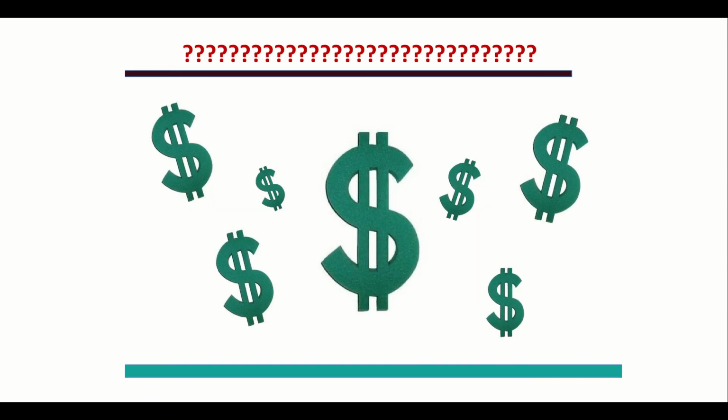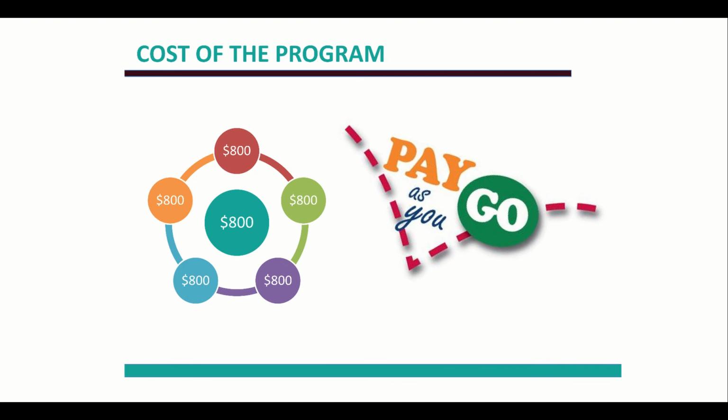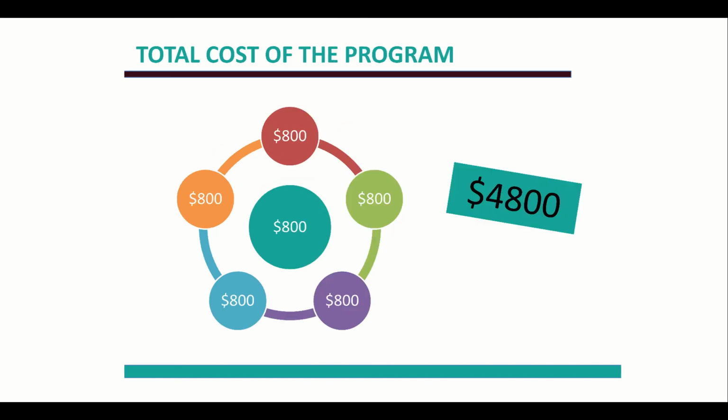So, of course, the big question, how much does all of this cost? Each module is $800. And one of the things that hopefully is helpful about this is that you can pay as you go if you want to. So you pay for each of the modules. You start out your first module and can get going for $800. So you can get into the first module and start working your way through the program, paying for each one as you go. So the total cost is $4,800.